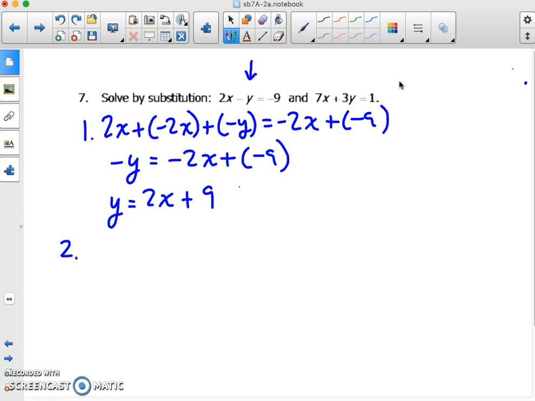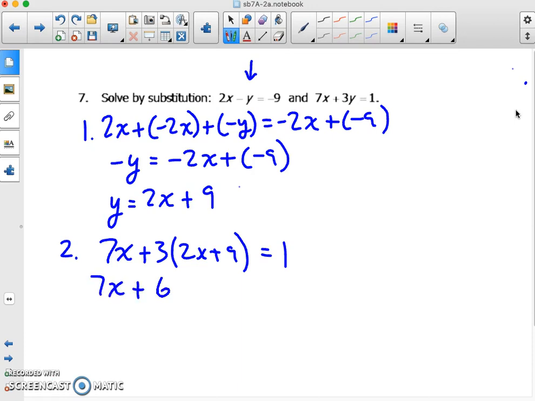Step number two is substitute the expression into the other equation. So I'm going to take this 2x plus 9 that equals y, and substitute it into the second equation, and what I do is I'm now getting rid of two different variables. So now I'm only going to have one variable. So instead of saying 3y, it's going to be 3 times 2x plus 9 equals 1. And again, that's because 2x plus 9 equals y. Okay, so then I solve this. 7x plus 6x plus 27 equals 1.